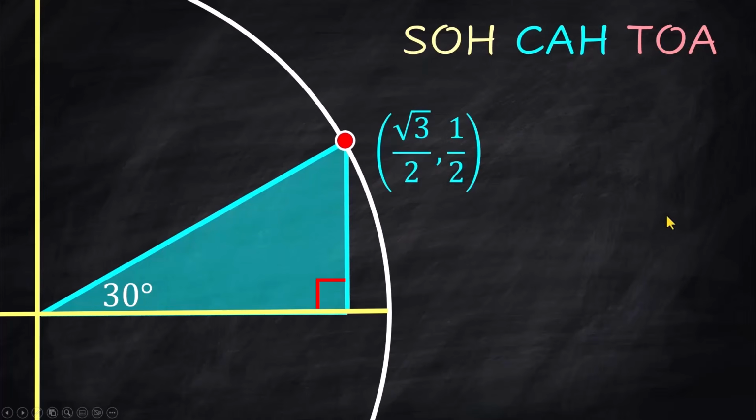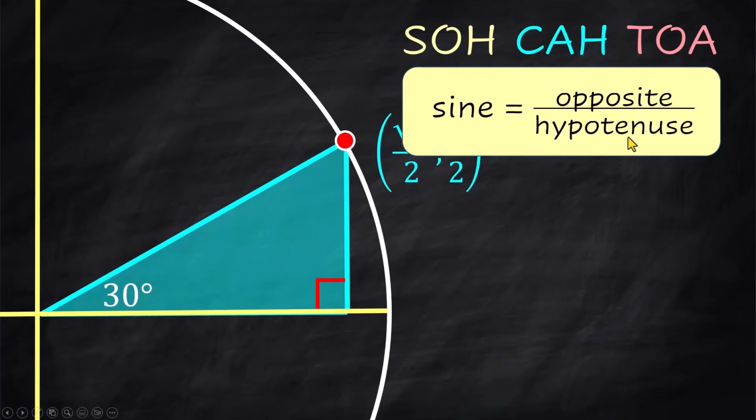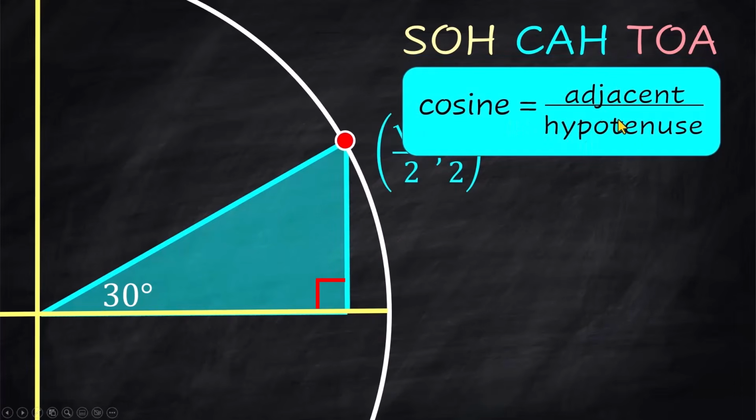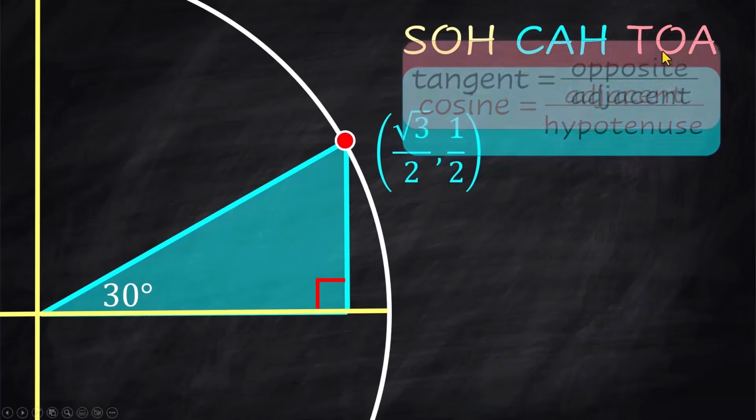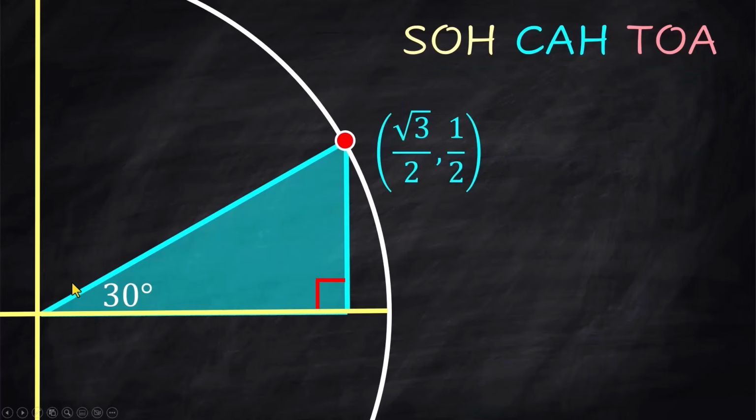SOH, if you learn that, SOH is sine equals opposite over hypotenuse. Cosine is adjacent over hypotenuse, get it? CAH. And tangent is opposite over adjacent. If you are at this 30-degree angle, your opposite side is this one. Your hypotenuse is the radius of your unit circle, and your adjacent side is this guy.